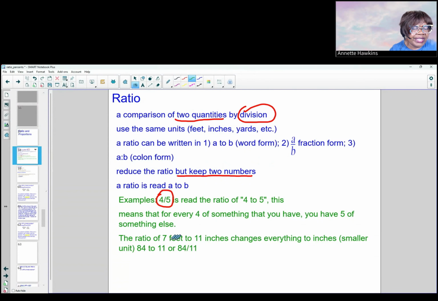The ratio of 7 feet to 11 inches. Now, we can't compare feet to inches, so we have to change everything to the same unit. And typically, we change it to the smaller unit, okay? So we would change everything to inches. So 7 feet would be 84 inches. So this is 84 to 11, or we could write it as a fraction.